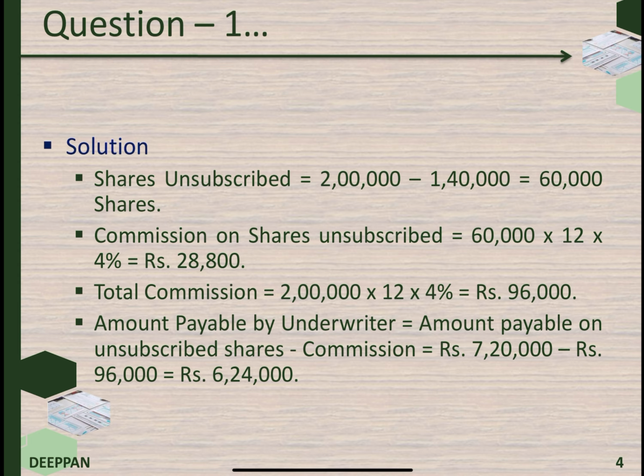Amount payable by underwriter is equal to amount payable on unsubscribed shares minus commission, that is 7,20,000 minus 96,000. The answer is 6,24,000. But here the question is commission on shares unsubscribed. So the option A is right.